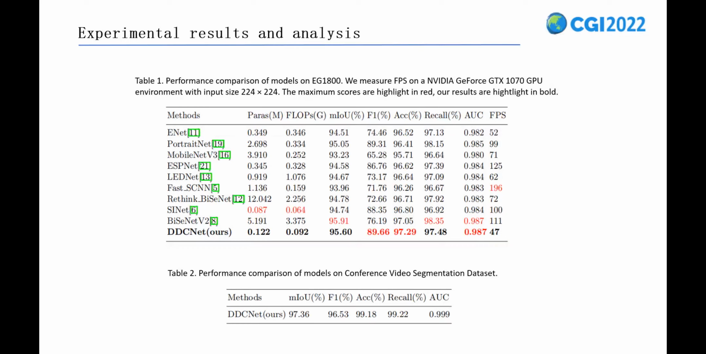In order to quantitatively evaluate the experiment, we use the parameters, FLOPs, F1 score, precision, recall, MIoU, AUC, and FPS as performance evaluation indicators. Table 1 shows the comparison results of our model with other models on the EG1800. Our model effectively controls the parameters and FLOPs while achieving superior results in real time. In all comparative experiments done on the EG1800, our model achieves the best F1 accuracy and AUC values.